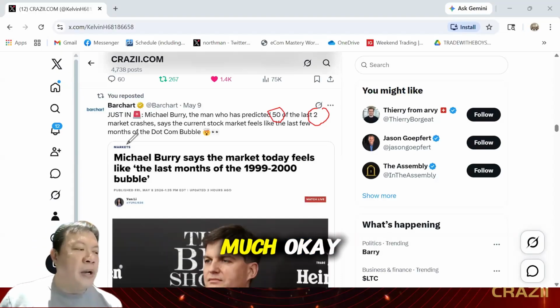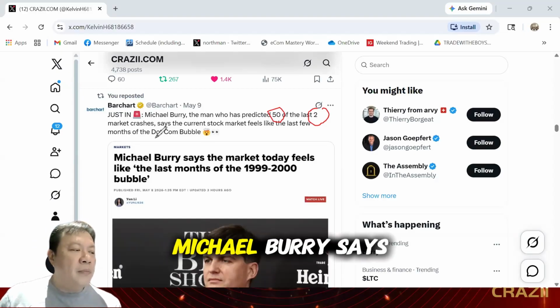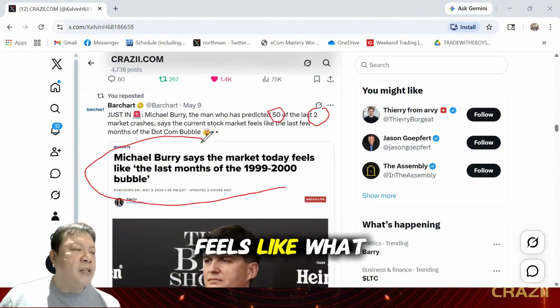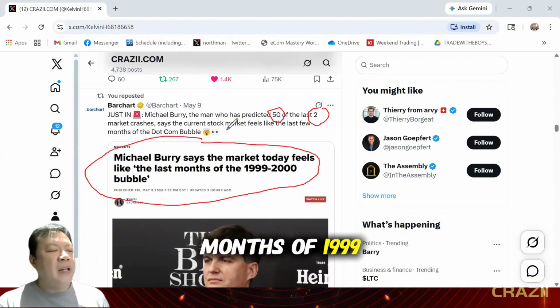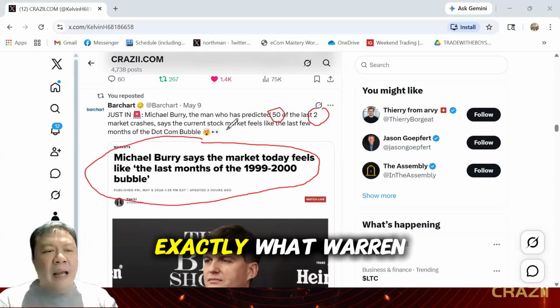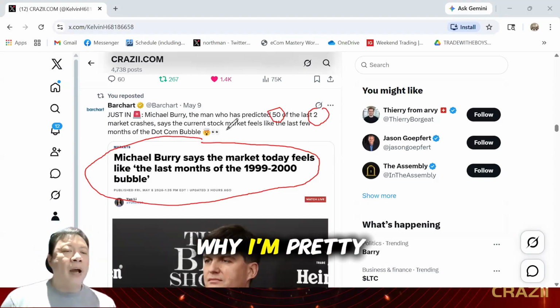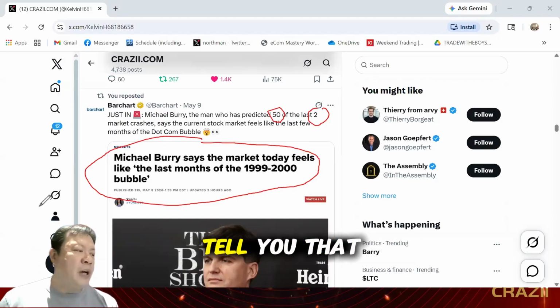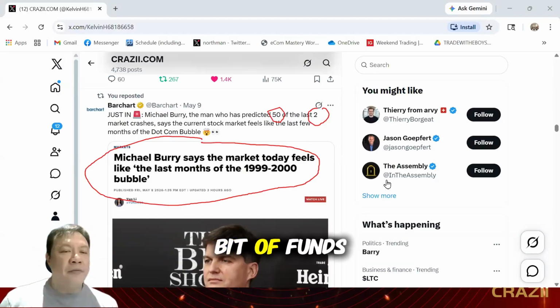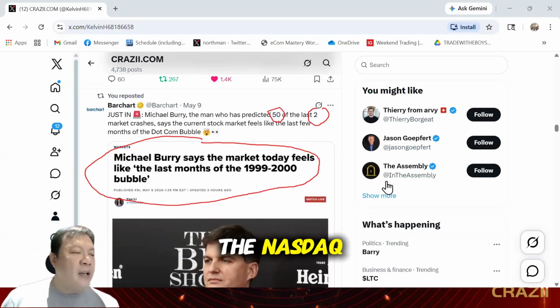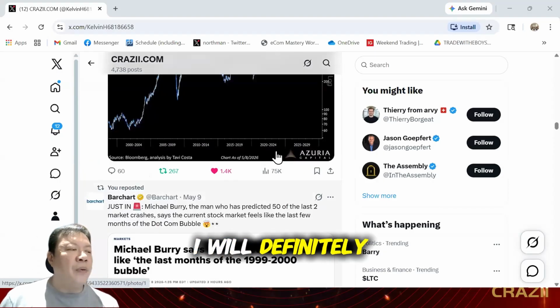So you don't need to think so much, okay? But remember, Michael Burry says the market feels like the last few months of 1999, 2000, and that's exactly what Warren Buffett is saying. So that is why I'm pretty comfortable telling you that I'm putting a little bit of funds to look at the Nasdaq, and if you can sell the Nasdaq, I will definitely do that.